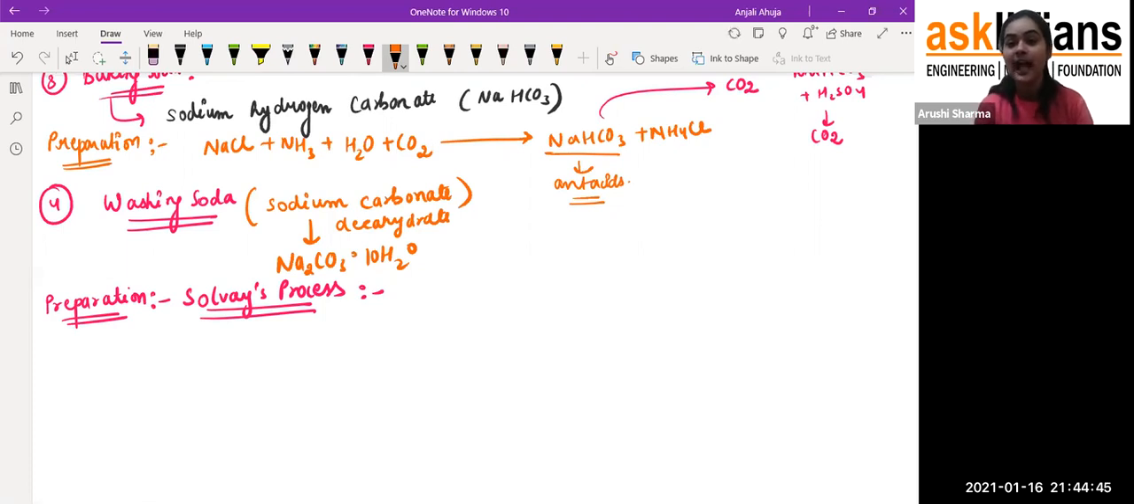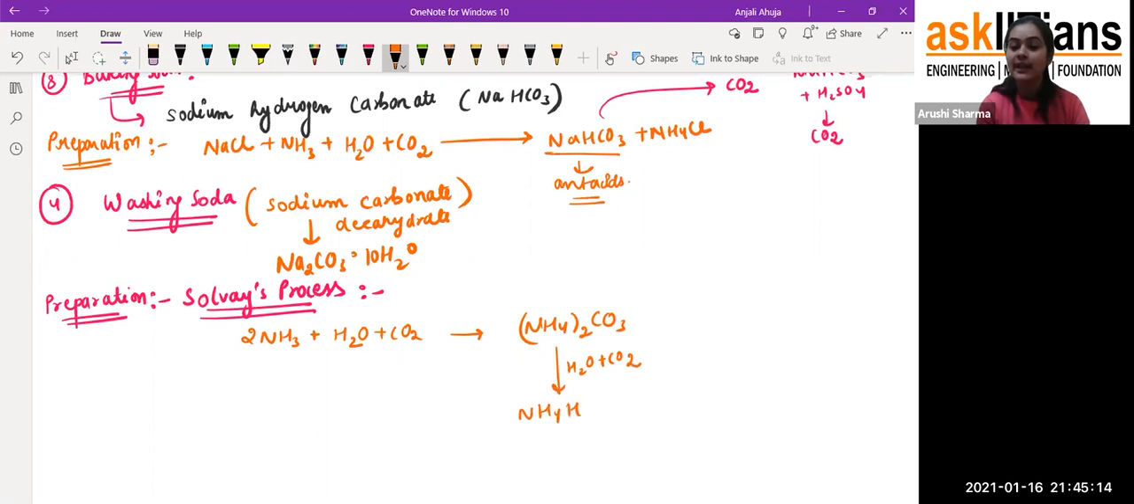For example, I'm using 2NH3, and I'm adding H2O and CO2. From here I get (NH4)2CO3, the ammonium carbonate. Now from here, if I again add H2O and CO2, I get another compound called sodium bicarbonate, and NaCl.